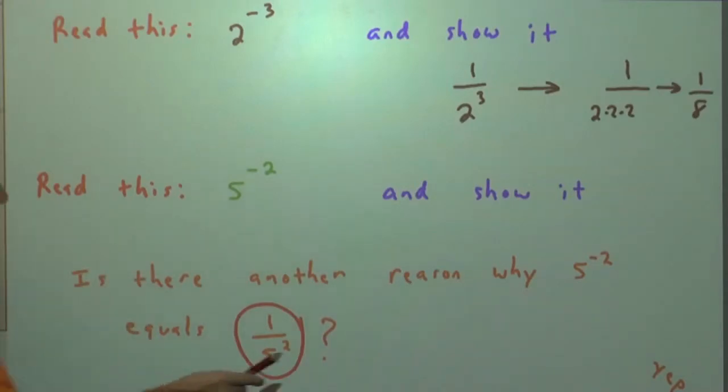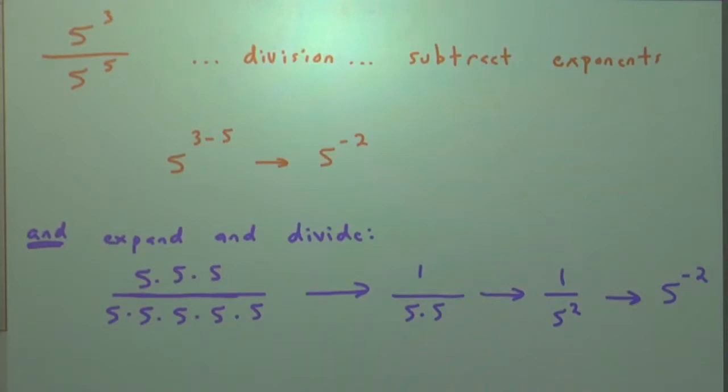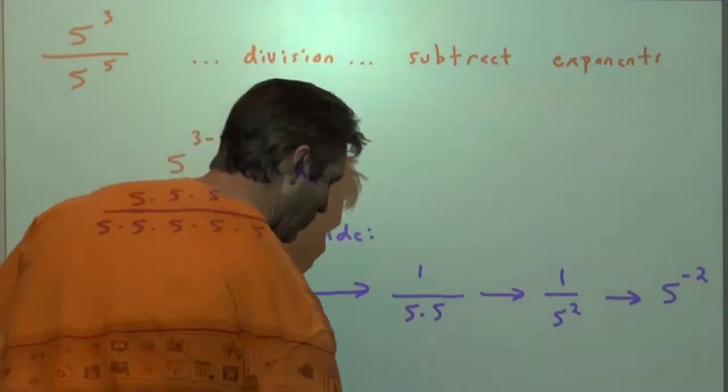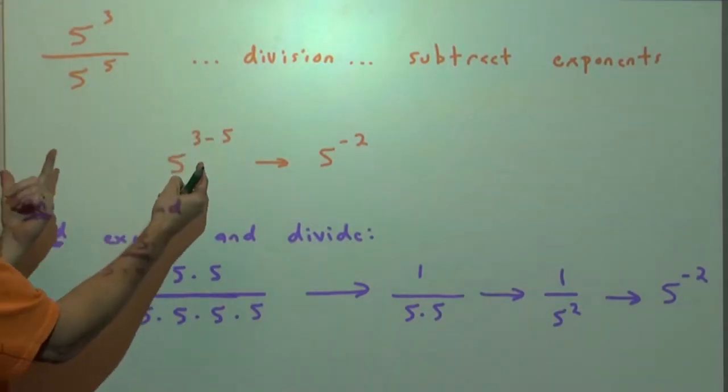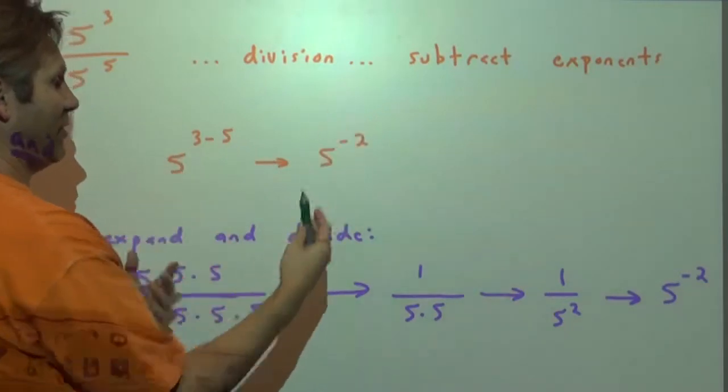But is there another reason why the inverse of 5 squared is written like this? Bet your sweet bippy, it's because of division. So check it out. If we have 5 to the 3rd divided by 5 to the 5th, we know that the trick is to subtract exponents, which gives us 5 to the negative 2.